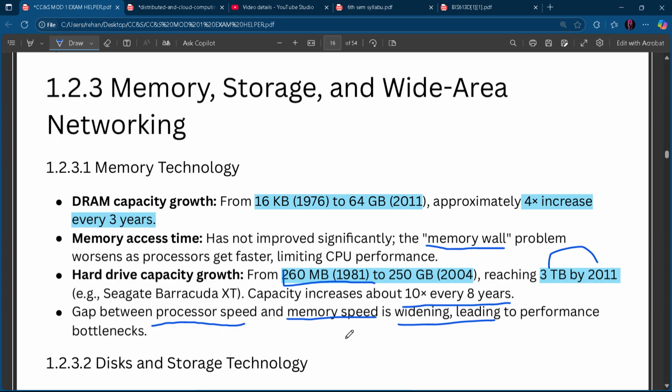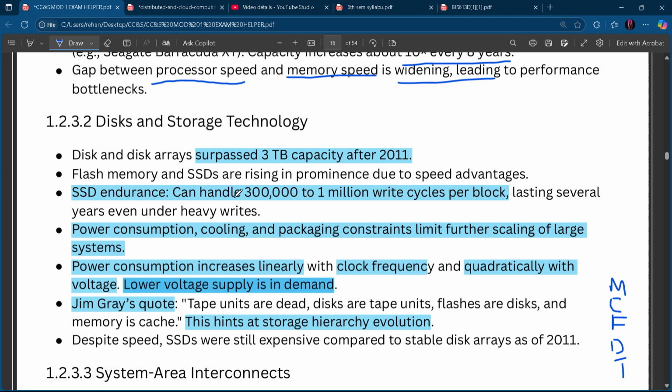The gap between processor speed and memory is widening because processor speed increases, but memory speed lags behind. Disk storage technology surpassed 3 TB capacity after 2011. SSD handles 3000 to 1 million write cycles per block. In the sense that it can last for several years under heavy load without causing any problem. Power consumption, cooling, and packaging constraints limit the scaling of large systems.